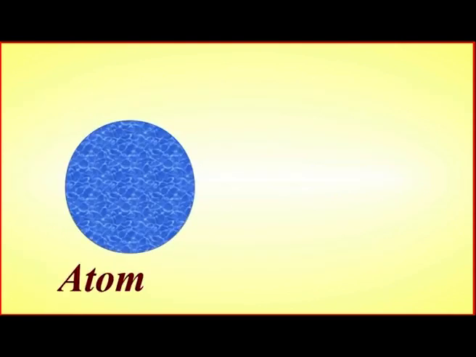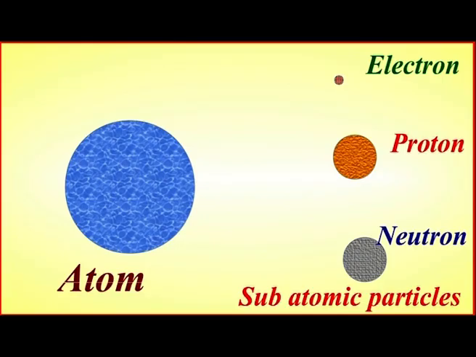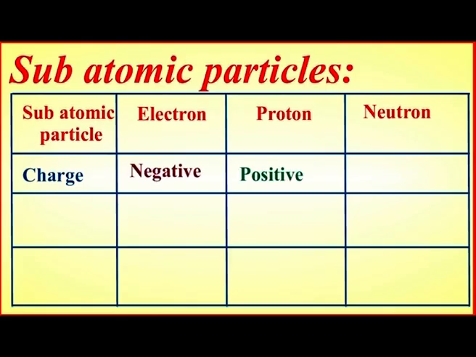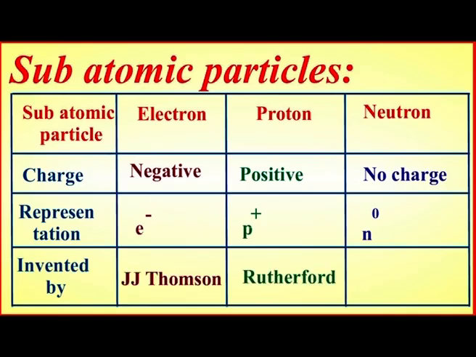Look here, my dear children. These are the subatomic particles of matter. The main subatomic particles are electron, proton, and neutron. Look here, my dear children. The charge of electron is negative. The charge of proton is positive. The charge of neutron is no charge. Electron is represented with e minus, proton is represented with p plus, neutron is represented with n zero. Electron was discovered by J.J. Thomson, proton by Rutherford, neutron by Chadwick.